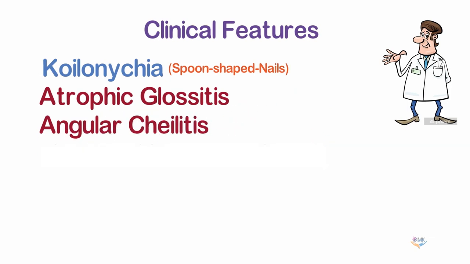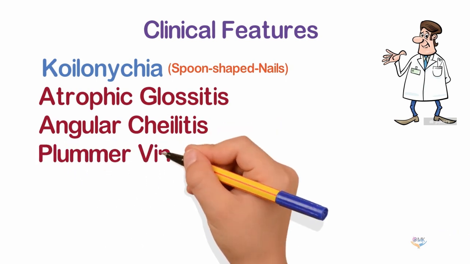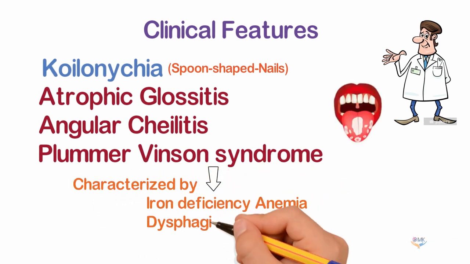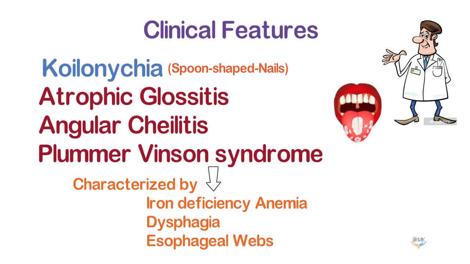Angular cheilitis. Angular cheilitis is inflammation of one or both corners of the mouth. It can be itchy or painful. Plummer-Vinson syndrome is characterized by iron deficiency anemia, dysphagia, and esophageal webs.